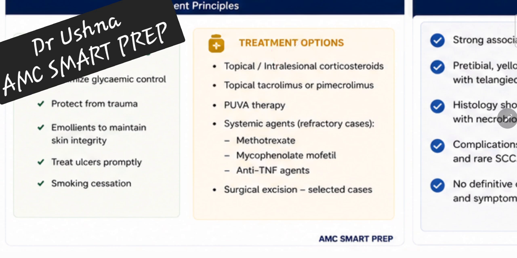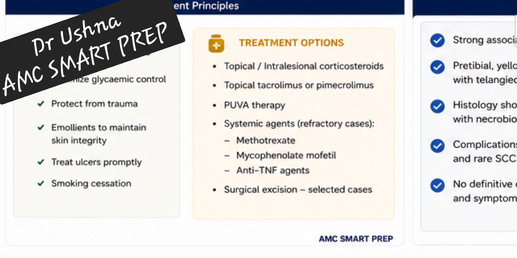You start with the topical steroid. If there is one localized lesion, you can go for the intralesional steroid as well. After topical steroid, you can go for topical tacrolimus, and if the patient is not responding, in some cases PUVA therapy is also of benefit. After giving all the trials of topical, intralesional, and phototherapy, then your systemic therapy comes.